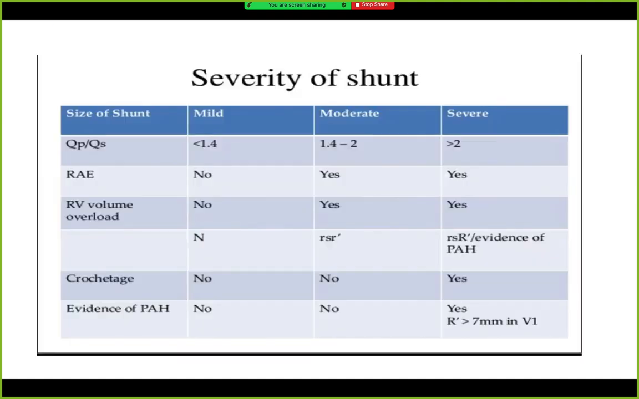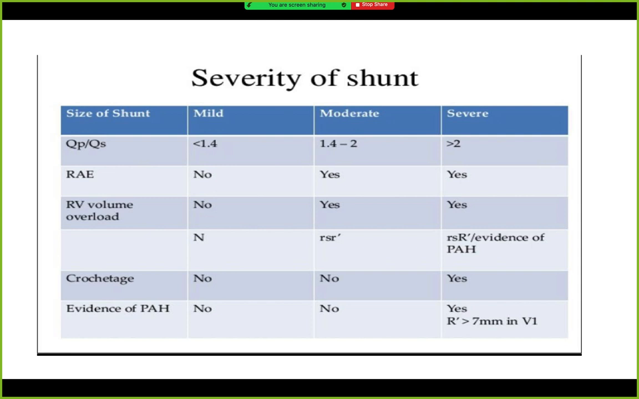So one of the important things we are all concerned about: how about the severity of the shunt? It will depend on how the shunting is happening. So it can again be mild, moderate or severe. If you look at the pulmonary flow to the systemic flow ratio, whether there is more pulmonary flow or more systemic flow, with this ratio you can comment on the size of the shunt as well. Okay, if the ratio is less than 1.4 it will be mild, but if it is more than 2 it will be severe.